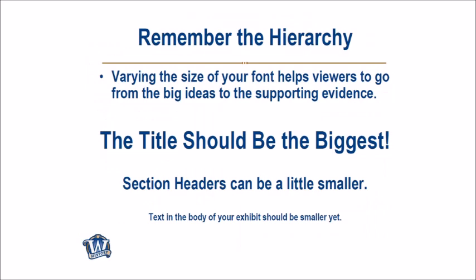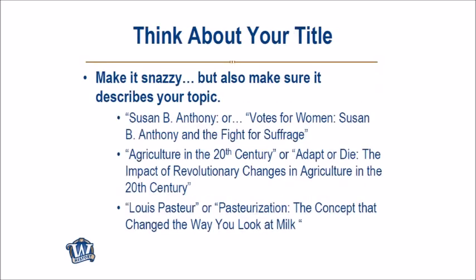And so just as a reminder when you're dealing with fonts, I like this from the Wisconsin history. Remember the hierarchy. Varying the size of your font helps viewers to go from the big ideas to supporting evidence. Titles should be biggest. Section headers can be a little smaller. Text in the body of your exhibit should be smaller yet. That will help guide their eyes and help them to engage seamlessly without having to think too much. They're just going to be sucked in to your exhibit, and they'll be able to follow it naturally and understand what you're saying.